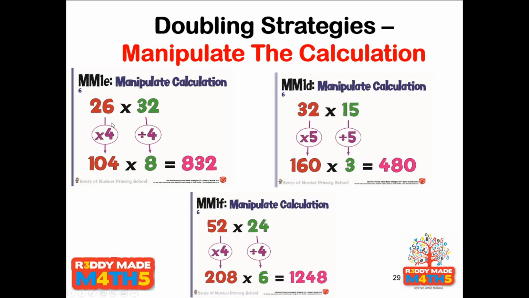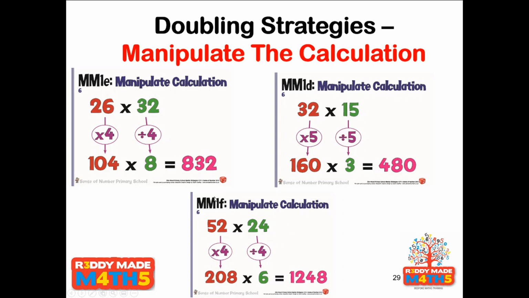So with 26 times 32, we've got the option of double and double, or just times by 4. 4 20s are 80, 4 6s are 24, add them together, 104. 32 divided by 4 gives us 8. We've manipulated it, so rather than having a horrible long multiplication, we've just got a much simpler 104 times 8.